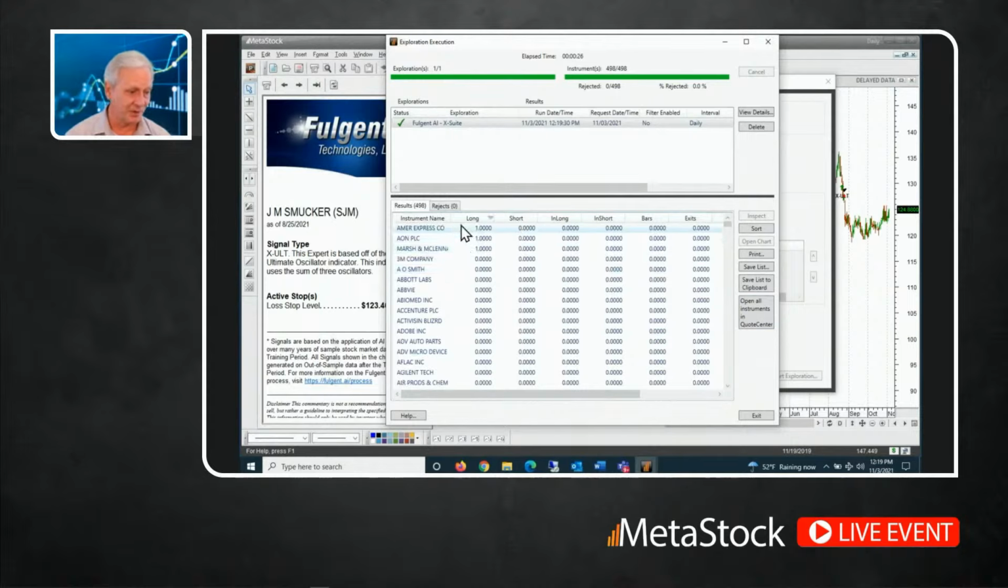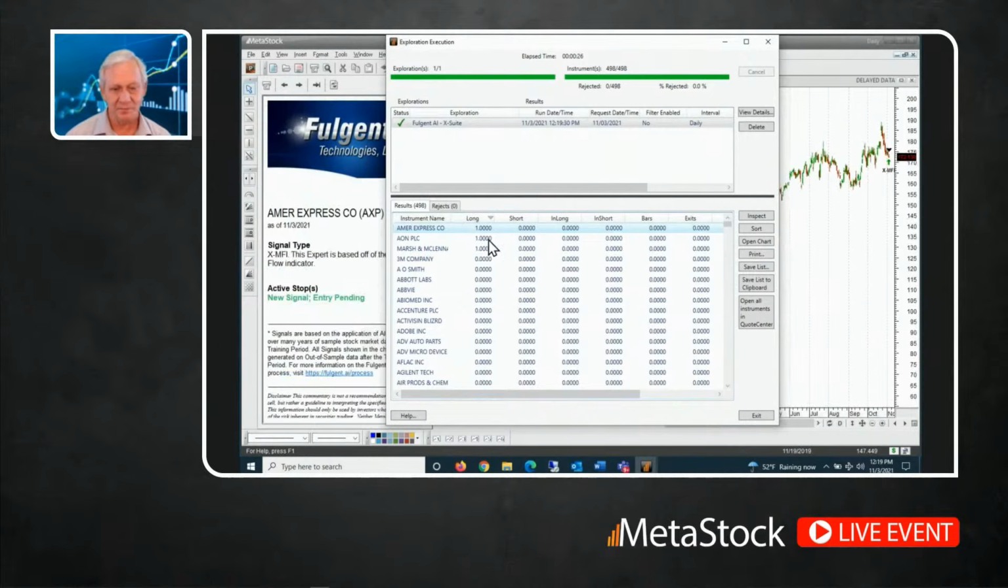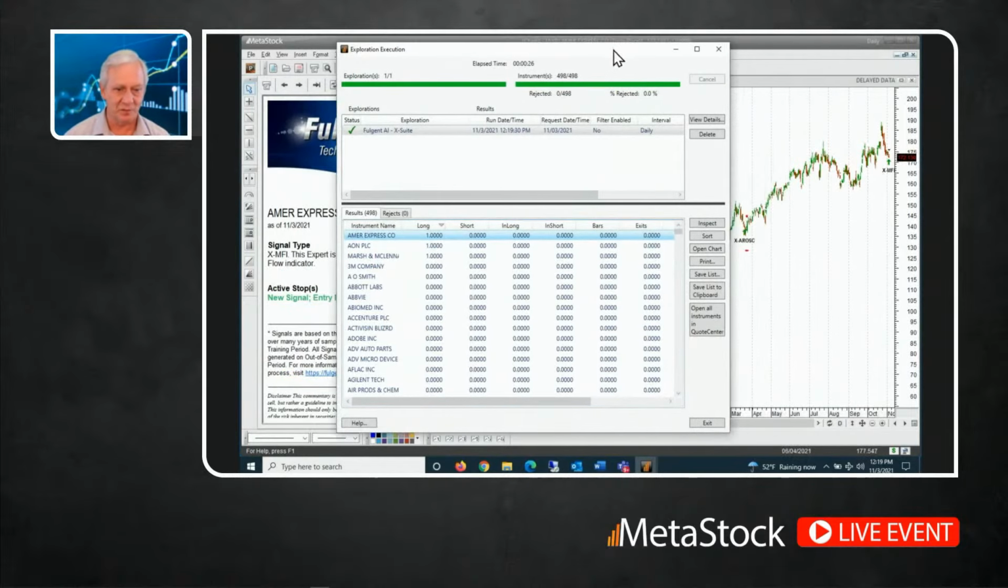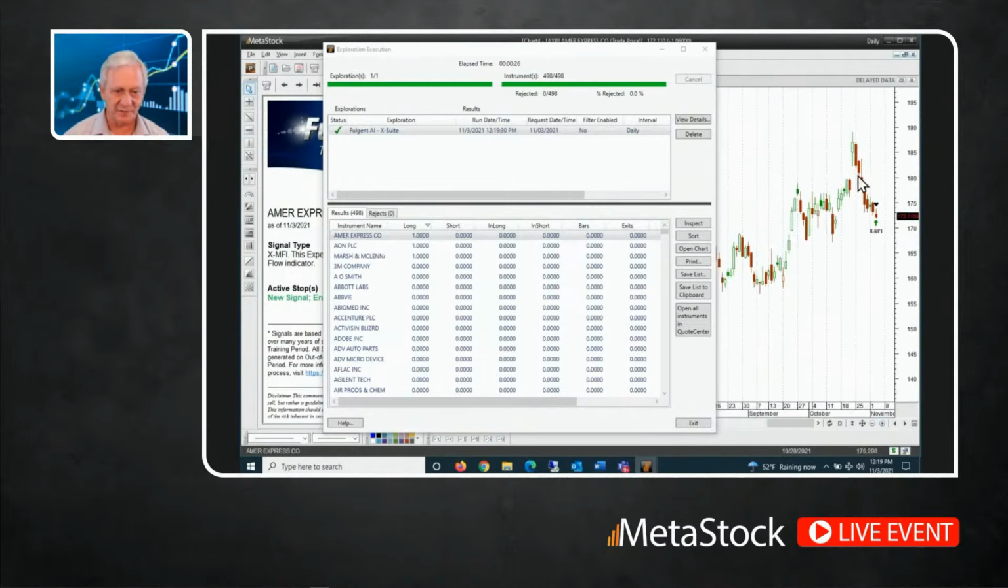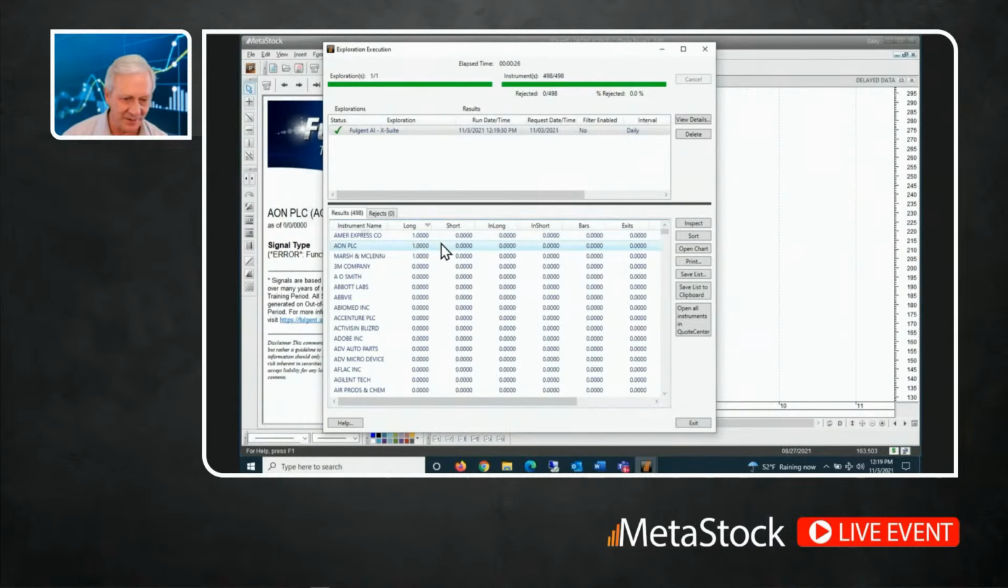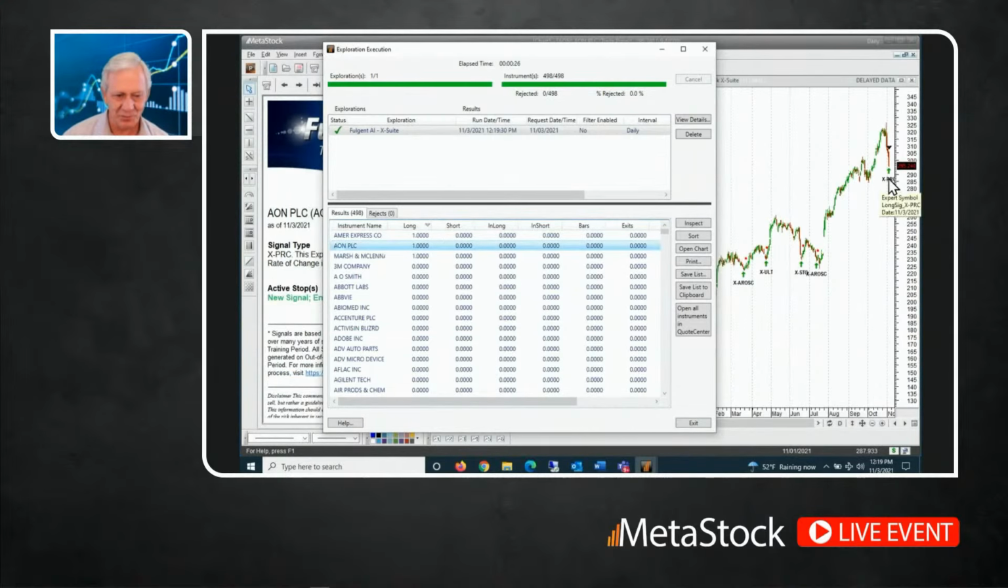Okay, so let's see here. I've got 3. American Express is the first one, and there it is. If I pull this over a little bit, you can see, look at that, reversion, just right there at support. Oh yeah, baby. Oh, sorry, I didn't say that. Okay, let's go to the next one. AON. XP. Ooh. Look at how good. Anyway, you can just see the power of this.